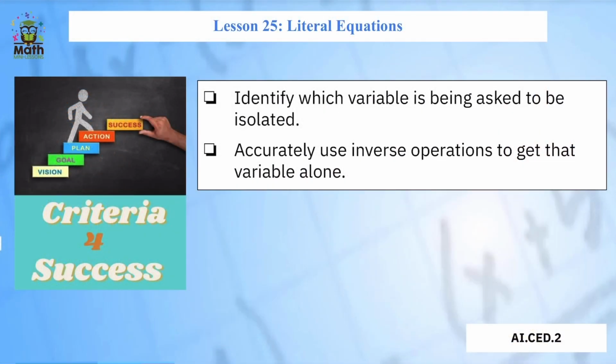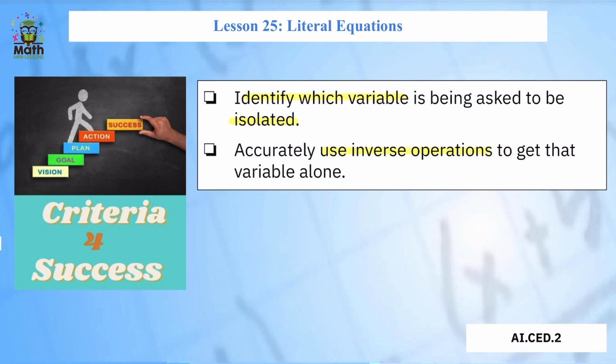Welcome to lesson 25. We're going to work with literal equations. In this problem, the things we're going to look for, we're going to see that we can identify which variable is being isolated. In other words, you're going to see actual equations that have multiple variables, and we're going to try to isolate a particular number or one variable. We want this one variable to be equal to everything else. And we're going to accurately use our inverse operations to isolate that variable, the one that we target.